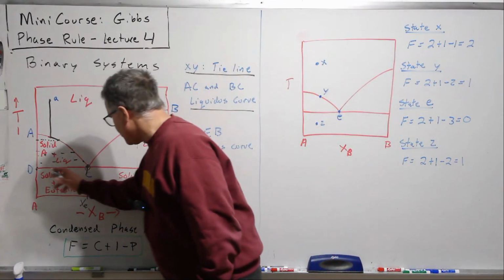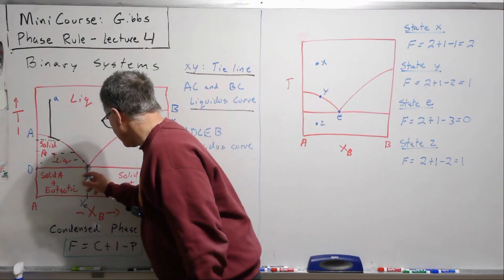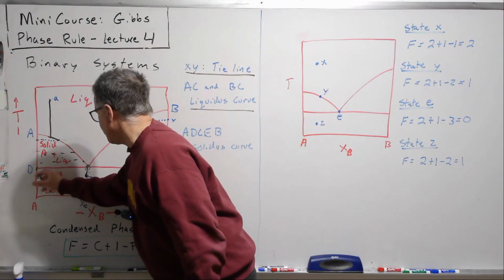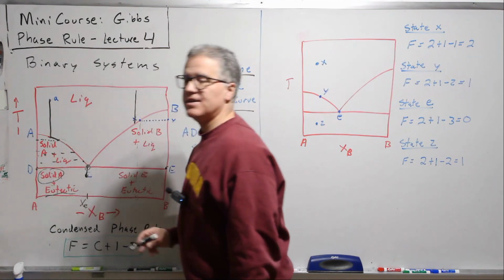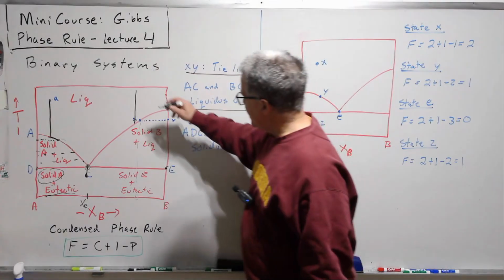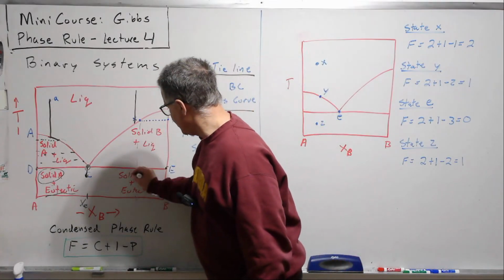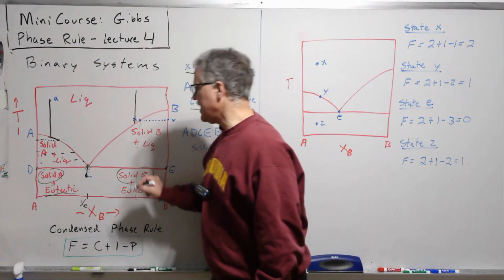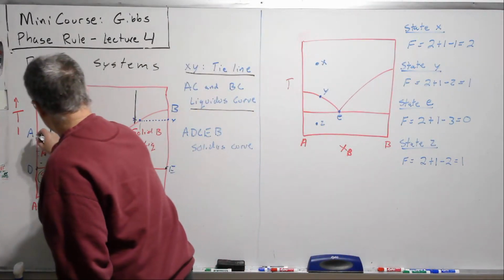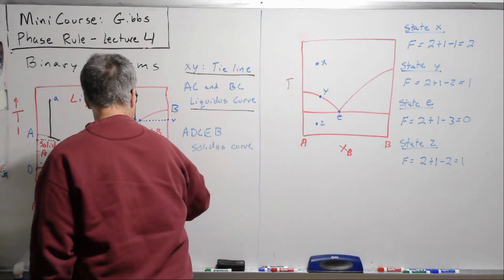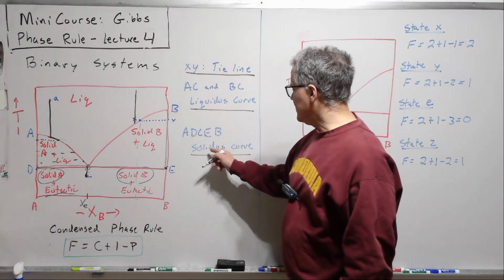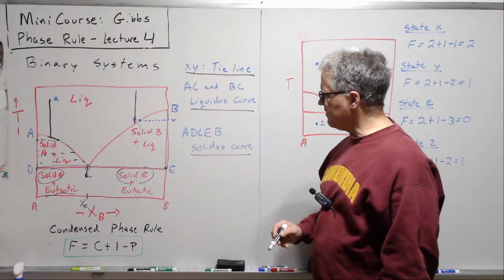If we drop the temperature just a little bit, then we come into this region, and under these conditions, we'll have produced solid A and solid eutectic, or the eutectic. Under these conditions, had we come from this side, we would produce solid B and the eutectic. This curve here is, another vocabulary word here, the solidus curve.